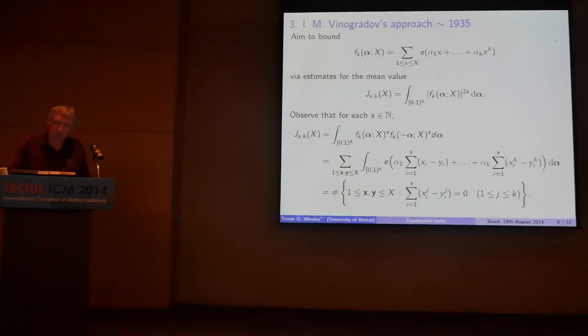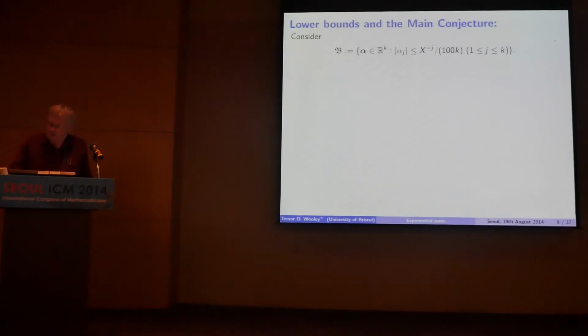So that already gives one lower bound for the number of solutions. If we want to understand how this Vinogradov approach works, we should think about what we should expect, what we should conjecture for the size of this mean value. So that's what I want to do next. One lower bound comes from those diagonal solutions. I'll come back to that in a moment.